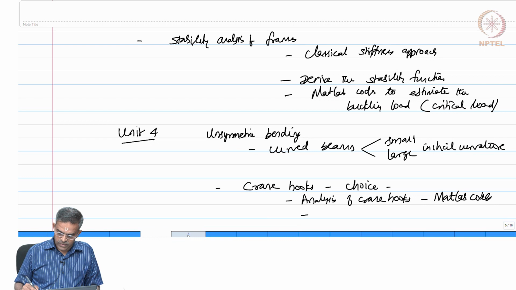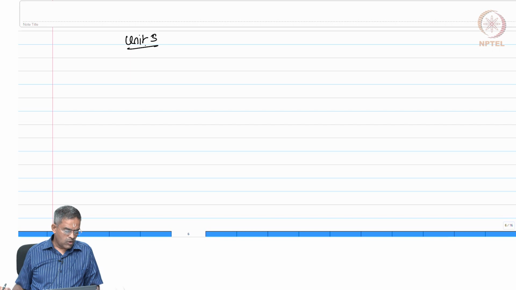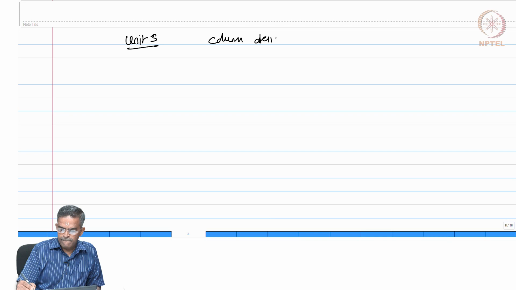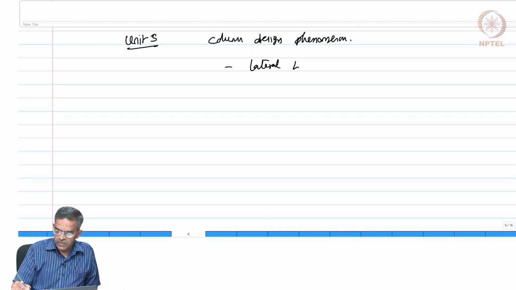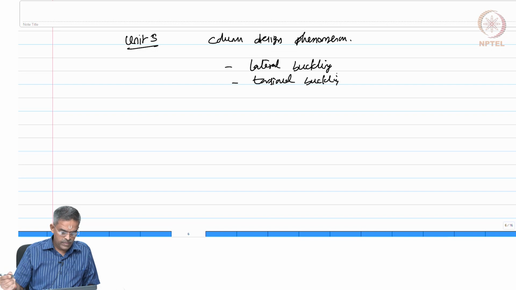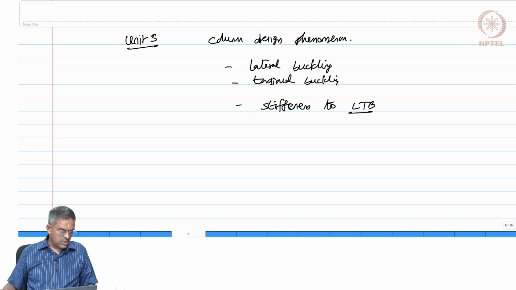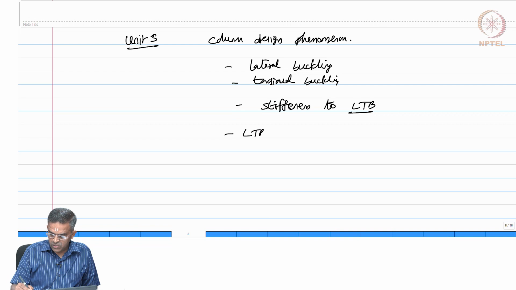In the next unit, we will talk about column design phenomena, where we will place emphasis on lateral buckling, torsional buckling. Then we will also talk about the design of stiffness to take care of lateral torsional buckling. We will discuss lateral torsional buckling in open sections.